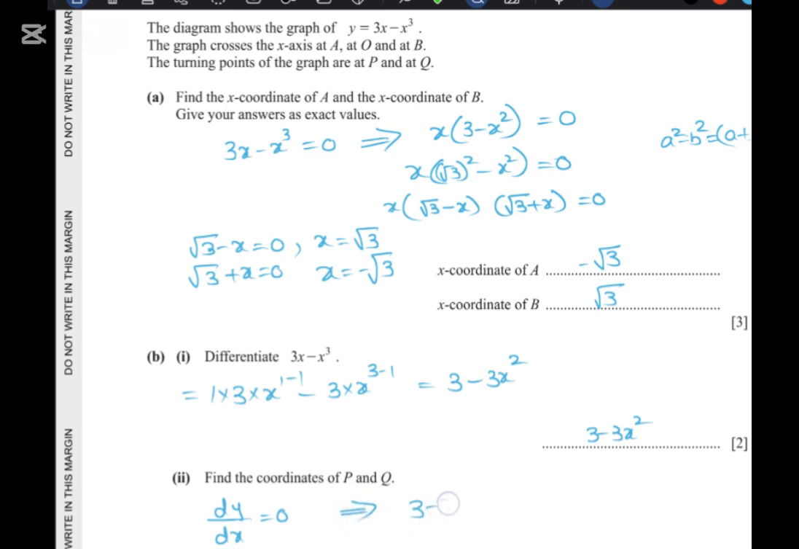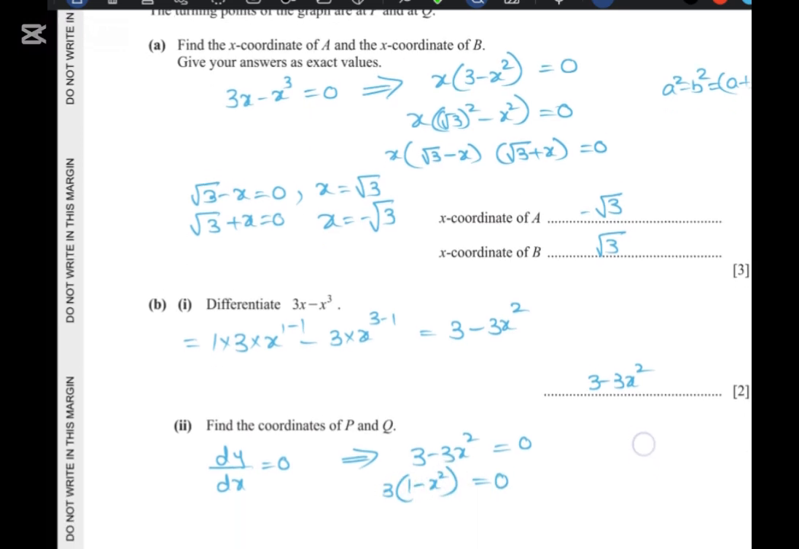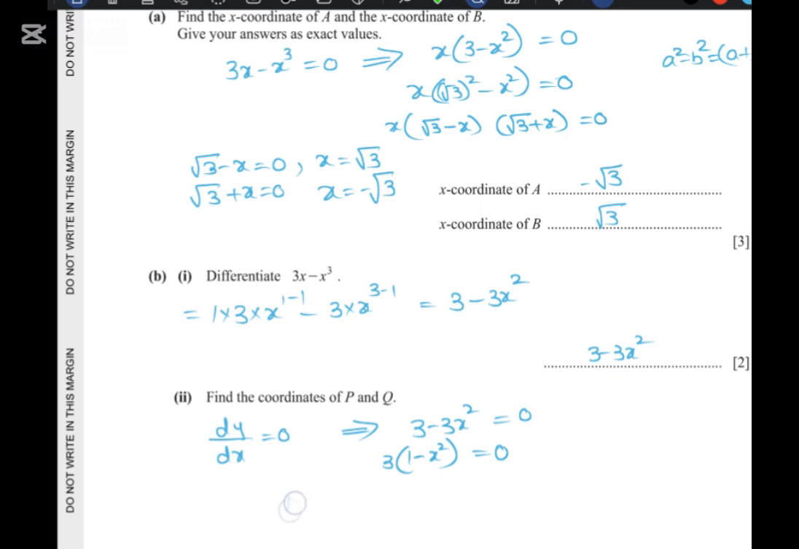So 3 minus 3x square is equal to 0. Taking 3 common, you get 1 minus x square is equal to 0. Now 3 is not 0, so 1 minus x square will be taken as 0. 1 minus x square can be written as 1 square minus x square, so a plus b into a minus b, again equal to 0. Therefore x will be minus 1 and plus 1 here.